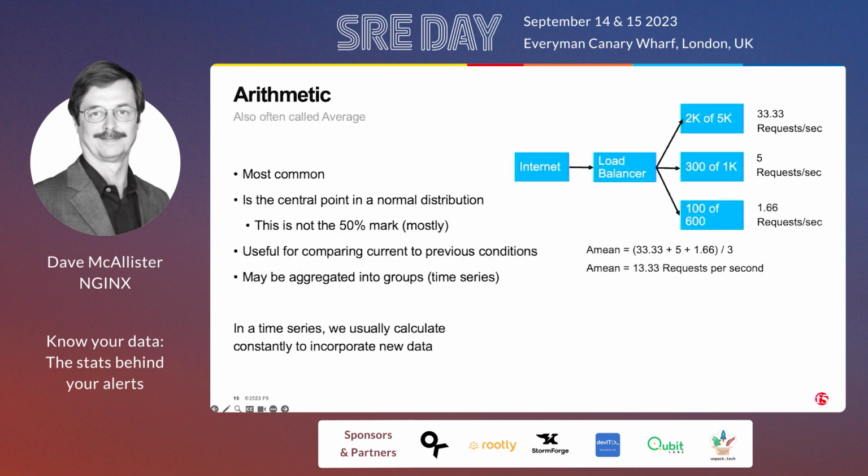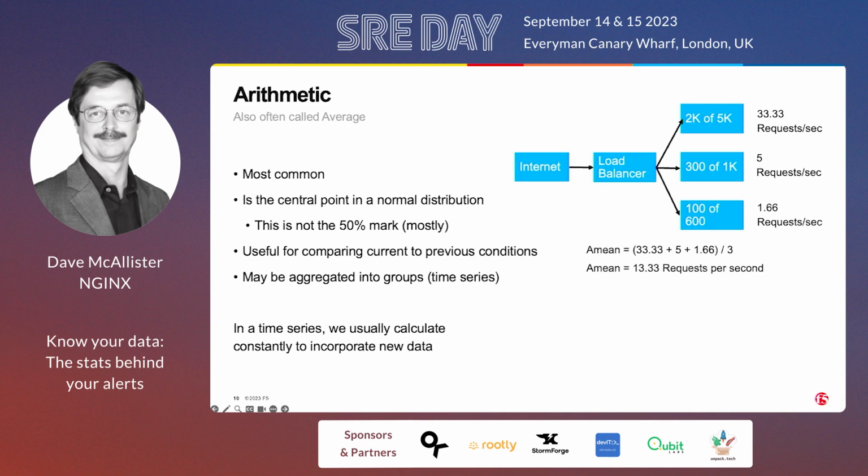So this one, when I said what does it mean, this is probably what every one of you thought of, an arithmetic mean. Add the numbers together, divide by the number of items in there, and that gives you this arithmetic mean. This, by the way, is a central point in a normal distribution curve, but it is not necessarily the 50% point. It is only the 50% point if your mean is 0 and your standard deviation is 1.